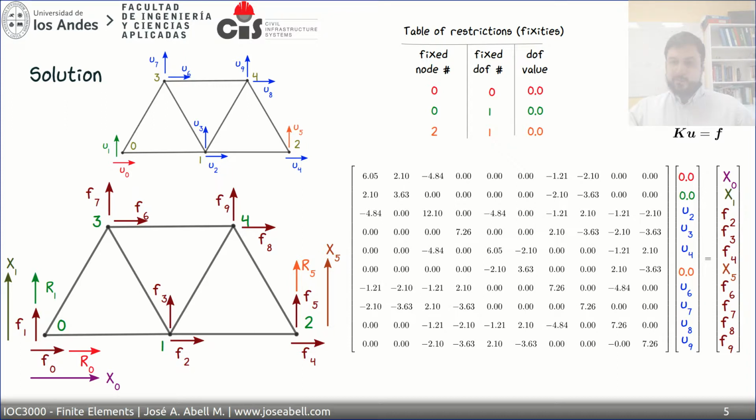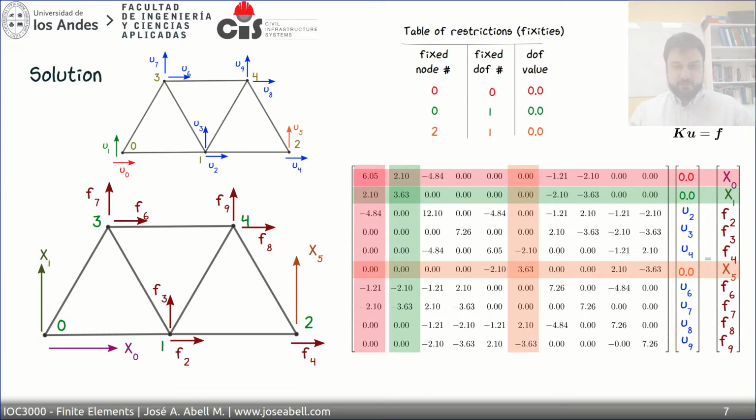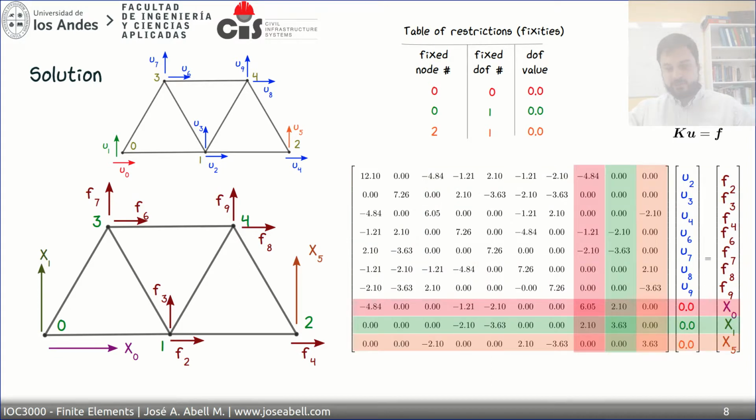So once we recognize that we do have some degrees of freedom which are known, we can set up a partition of the system in the following way. We isolate the rows and the columns that correspond to the known degrees of freedom, and we reorder the whole matrix system so that we get the known degrees of freedom at the bottom of the degree of freedom vector, and the unknown degrees of freedom, the blue ones, on the top. And that partitions our system in the following way.